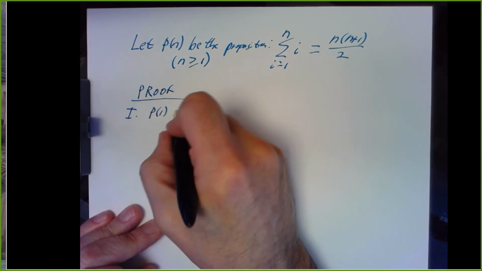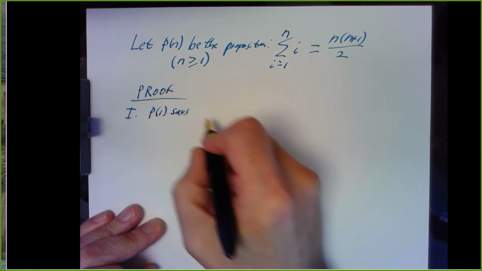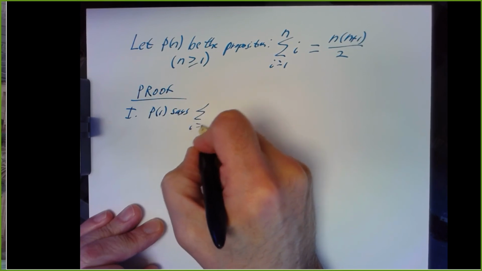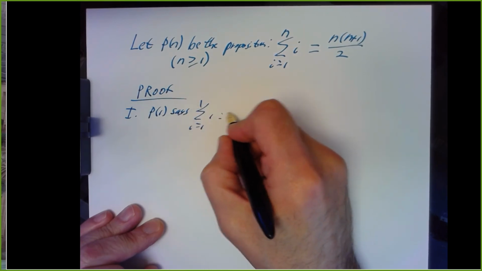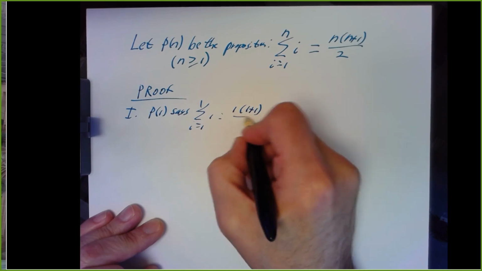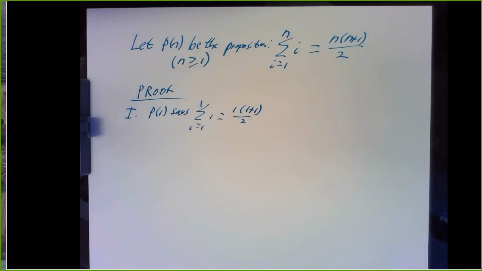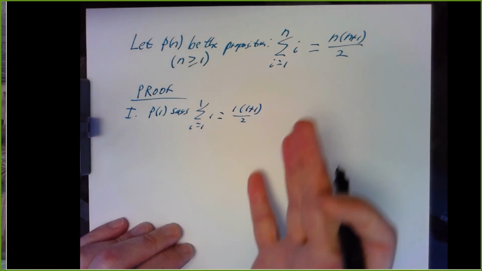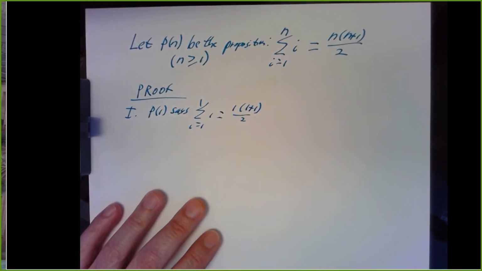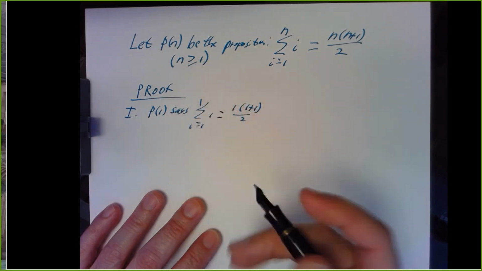P of 1 says the sum from i equals 1 to 1 of i equals 1 times 1 plus 1 over 2. And so, do this in your calculator, this will be 1. Do this in your calculator, this will be 1 times 2 over 2, which is 1. This is true.